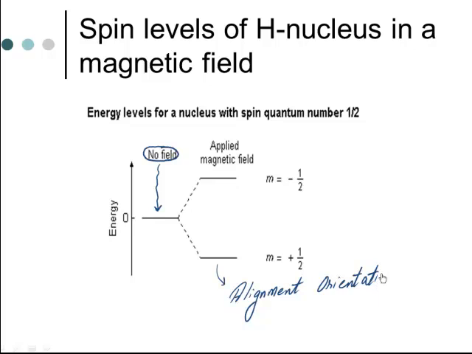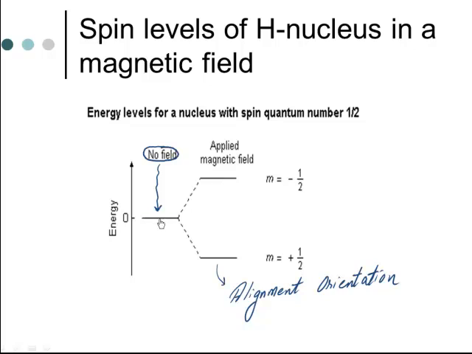And in this state, the nucleus will spin in such a way so as to support the applied magnetic field. However, in this particular orientation, which is called the non-alignment orientation, the high energy orientation, the nucleus will spin in such a way in the magnetic field that it will oppose the applied magnetic field, and hence this is a high energy state.